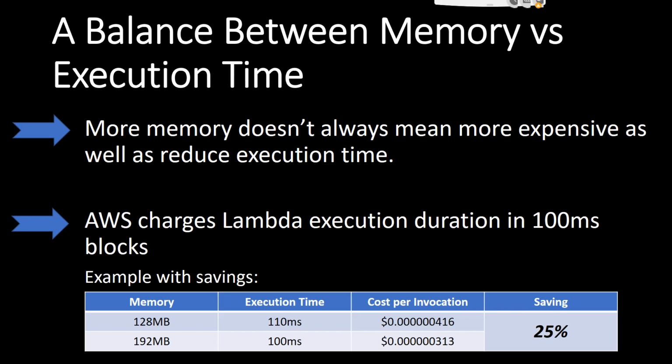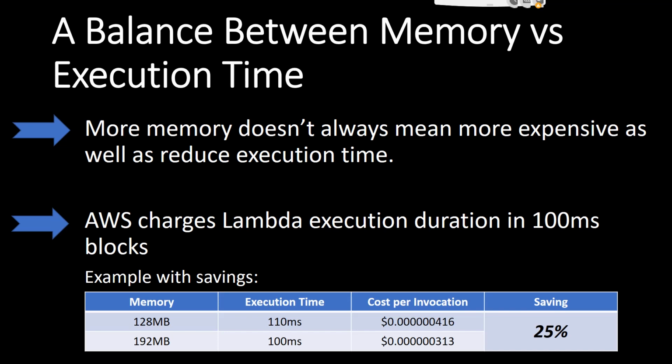But now let's suppose you increase the memory to 192 MB, and your execution time decreases to 100 milliseconds. So by saving 10 milliseconds, you have saved 100 milliseconds of billed execution time. And that's the reason the cost per invocation is reduced drastically, almost 25%. So this calculation you have to keep in mind.